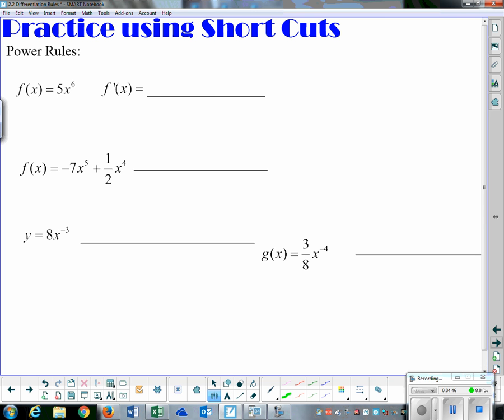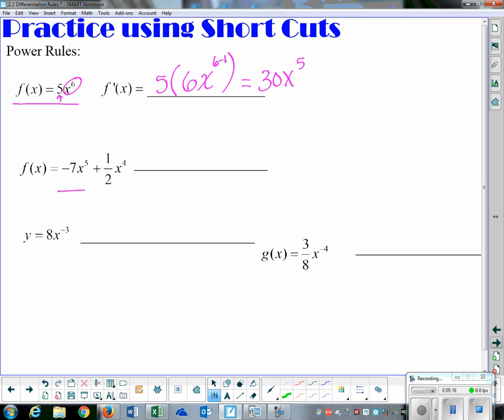Power rules. Now let's practice a few of these. So here's my function. It has a multiplier in front of it, so I'm going to take the derivative of it and multiply it by 5. So it'll be 5 times. In order to do the derivative of x to the 6th, I use the power rule. 6 comes down. I make this x to the 6 minus 1. I reduce by a degree 1. And now I can write this as 30x to the 5th.